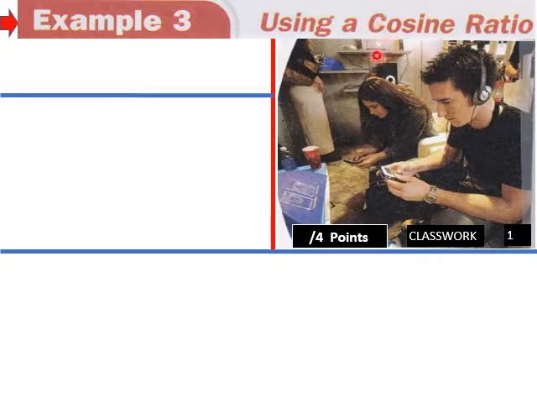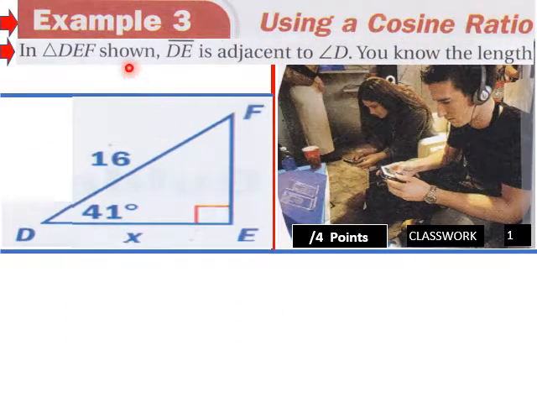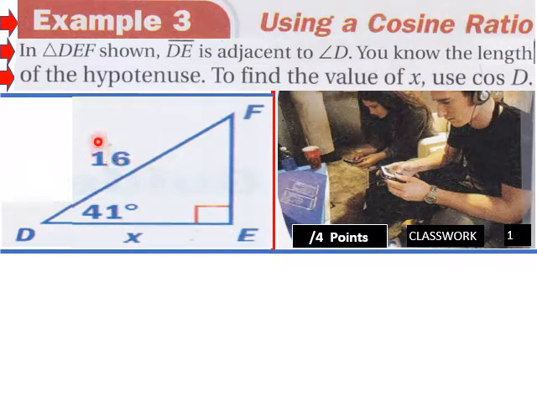9.8, using a cosine ratio. So in triangle DEF, line segment DE, which is right here, is adjacent to angle D. So here's angle D. This is adjacent to it. This is opposite. And then here's your hypotenuse here for angle D. And angle D is 41 degrees. You know the length of the hypotenuse here is 16.